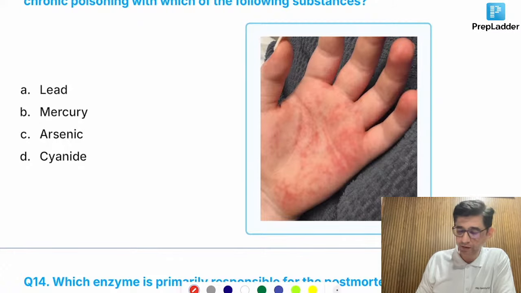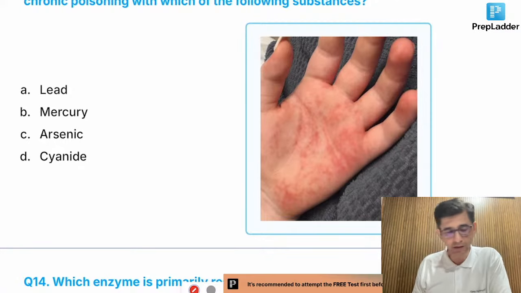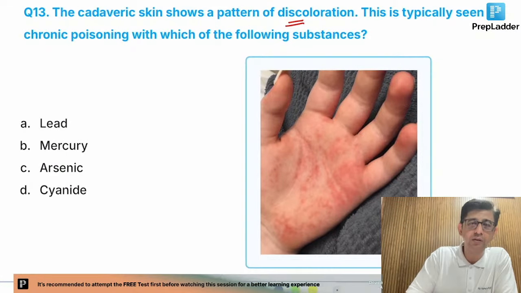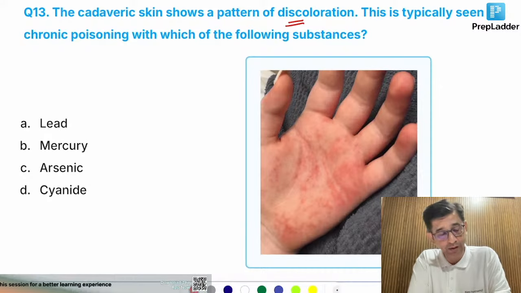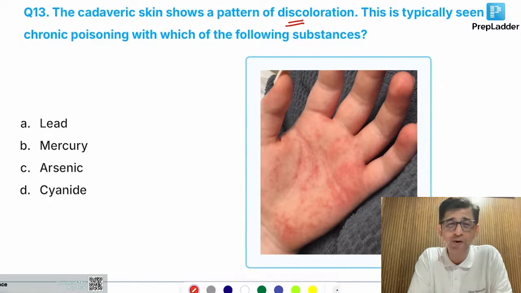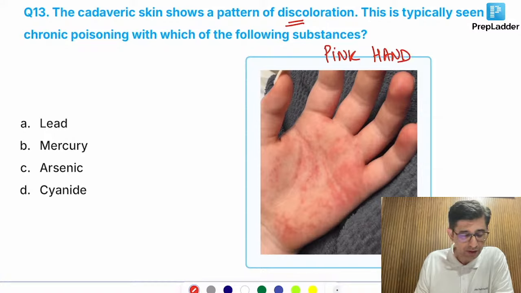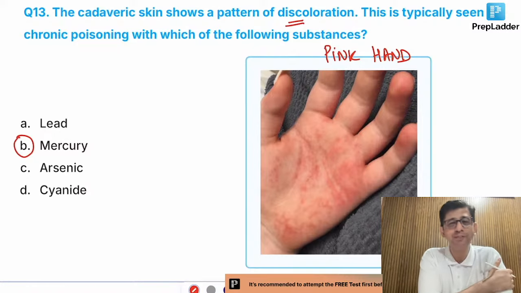Okay, I should not have written a pattern of discoloration, but still you can notice the pinkness of the hand present here. I should not have said the word pink there, but since I have said it, I think the answer will become very obvious. This is not arsenic, children, come on. Not every question is arsenic, come on. I said pink hand. Pink hand would mean that there would be acrodynia in a patient. That is going to be mercury. Children, this 13th is option B.